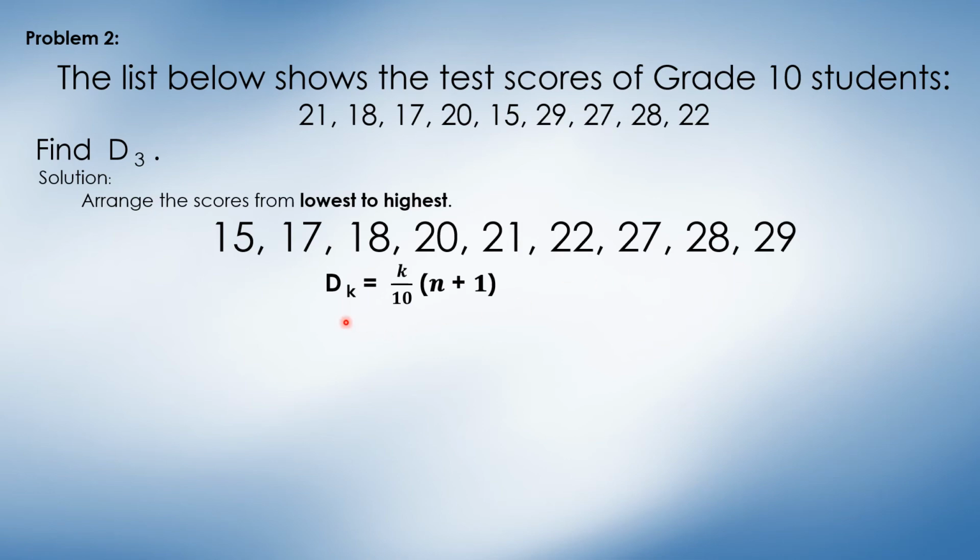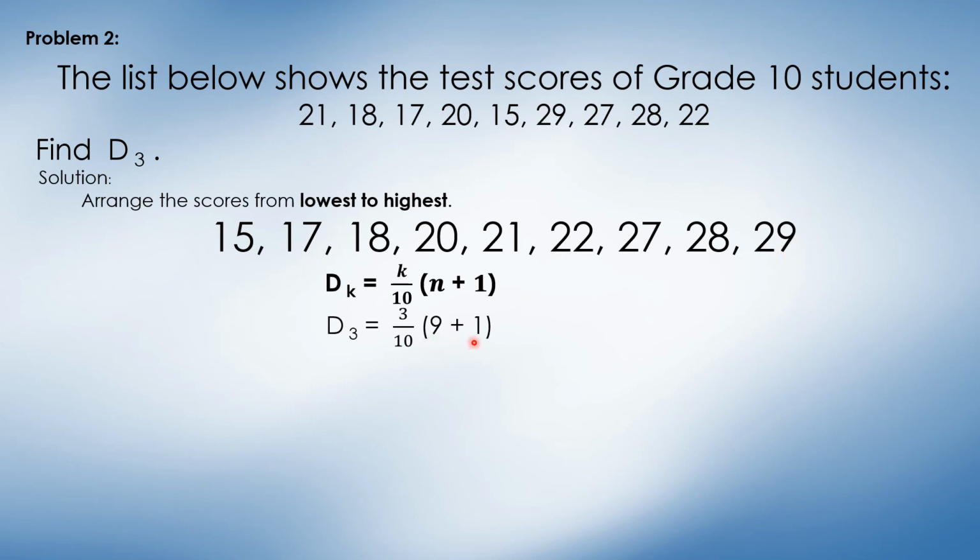Use our deciles formula. D sub k is equal to k over 10 multiplied by the sum of n and 1. In here, the value of k is 3 because we are looking for the third decile. So by substitution, D sub k is equal to 3 over 10 multiplied by the sum of 9 and 1. The value of n here is 9 because we have 9 data: 1, 2, 3, 4, 5, 6, 7, 8, 9.